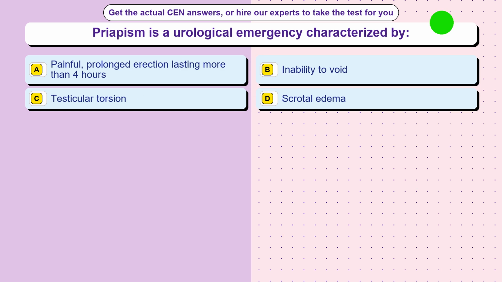Question 99. Priapism is a urological emergency characterized by Option A, painful, prolonged erection lasting more than 4 hours. Option B, inability to void. Option C, testicular torsion. Option D, scrotal edema.